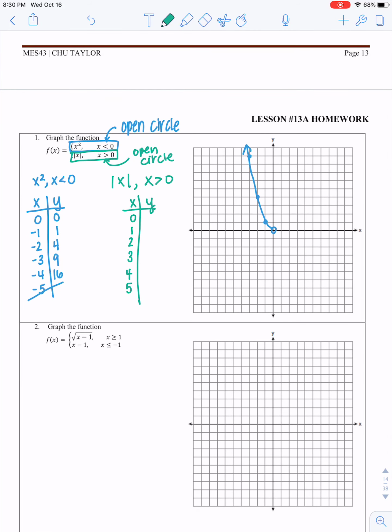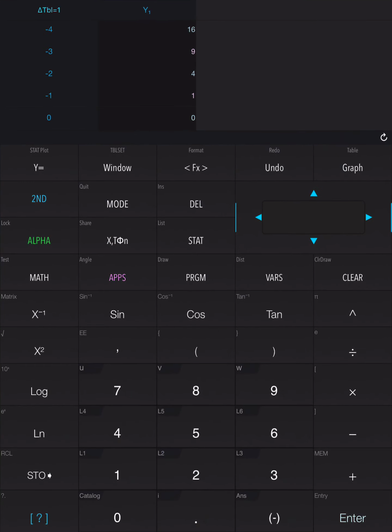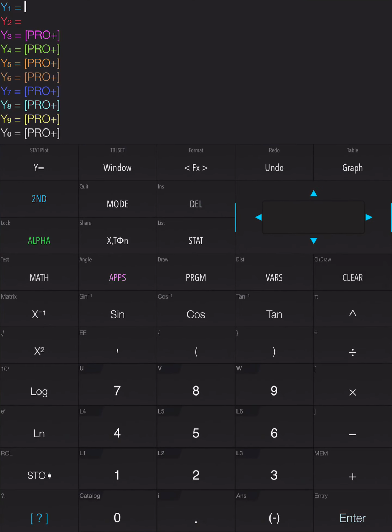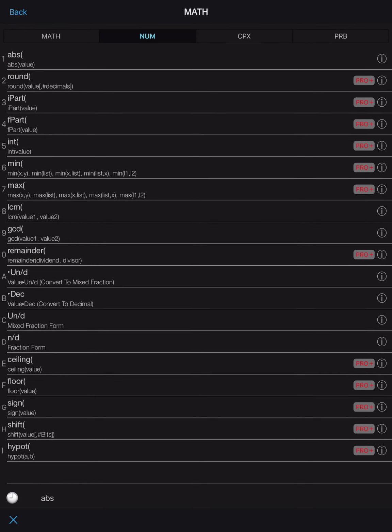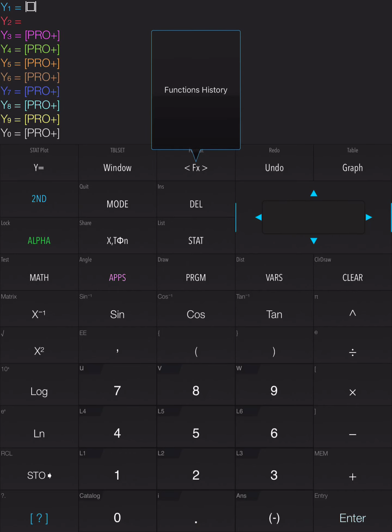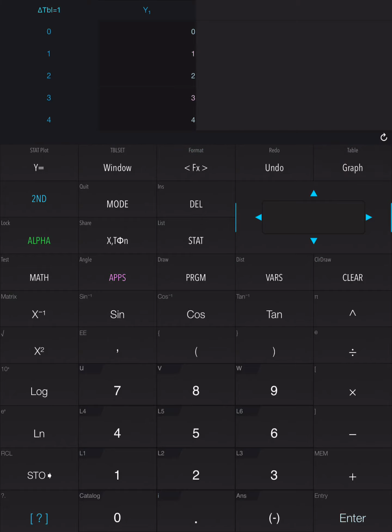Same thing, if I want to get my table, we're going to go back to our calculator, and I want the absolute value of x. So go to y equals, let's clear this. To get absolute value, press the math button. Go over to number, and it's the very first button, absolute value of x. We got it, so now that we want our table, press second graph to get your table.